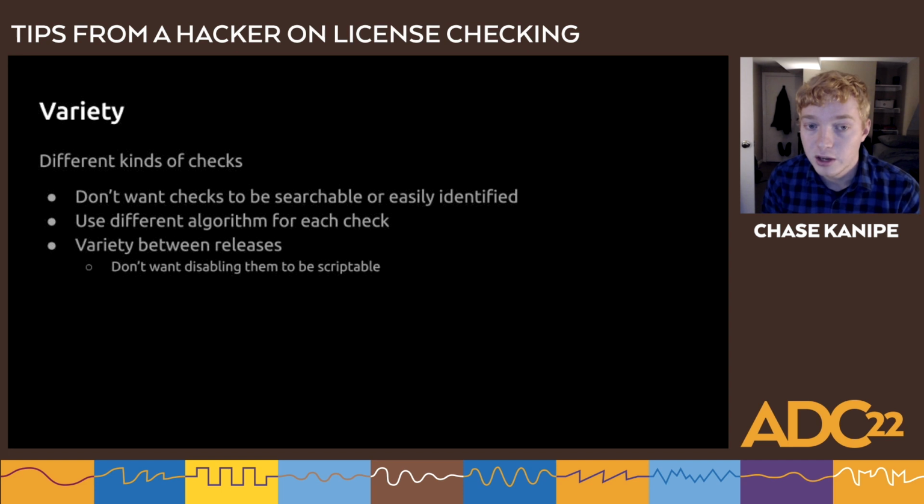Next, we have variety. You want to make sure that there's a variety of different checks. Often, even when checks are diffuse, a hacker can find all of these by searching for easily common bytes between them. And you may want to use different algorithms for each of these checks. And you also may want to, if possible, vary between releases how this is implemented.